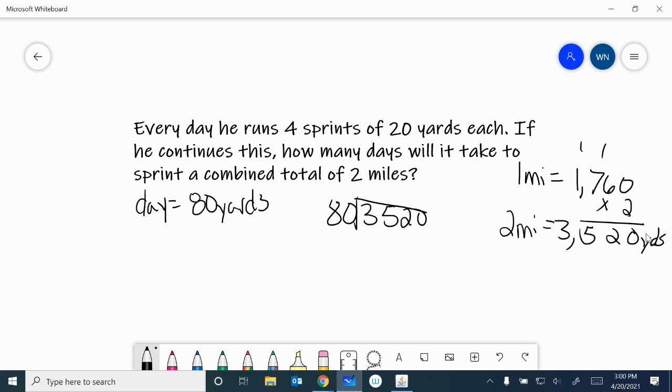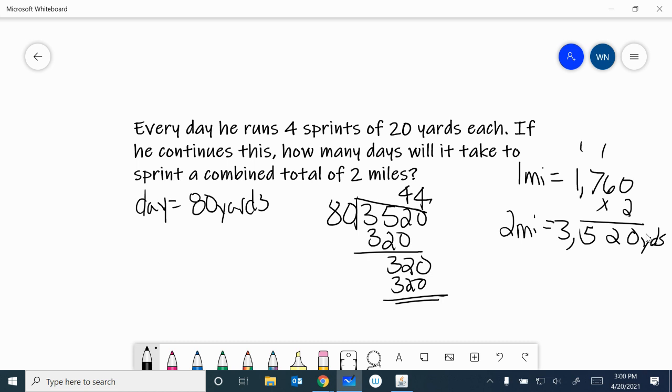I know that 80 times 2 is 160, and 80 times 3 is 240, and 80 times 4 is 320. So I know it's going to go into 352 4 times. It's going to give me 320. It can go in 4 times again, 320 again. So it's going to take him 44 days to run that far.